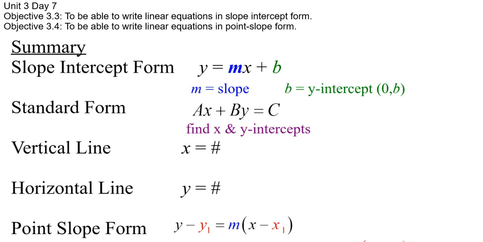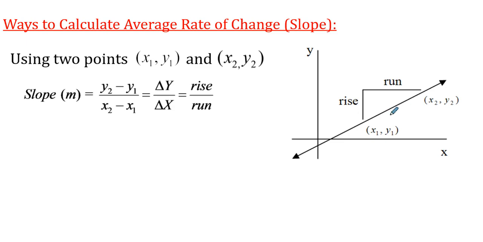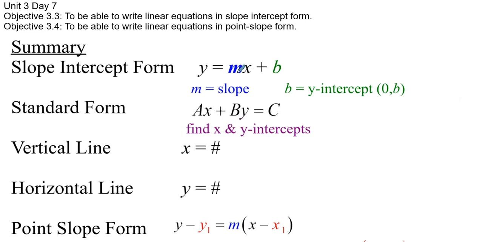So let's review the different types of equations we've been writing in the past. So we started off with slope-intercept form, y equals mx plus b, where m represents your slope, the rate of change. And remember, we talked about the rate of change for the slope being the rise over run, the change in y over the change in x.